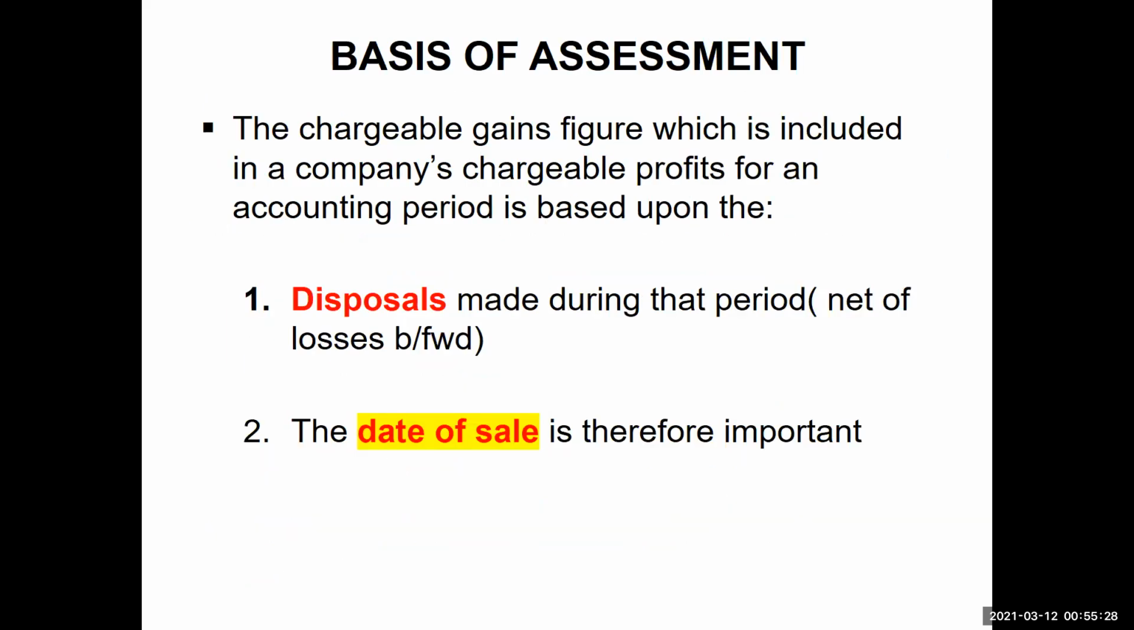Now, what is the basis for assessment? Typically, two things will come to mind. Any chargeable gains figure which we include in our corporate reports for tax purposes should be based on the disposals made during that year, net of any losses which we've brought forward from previous periods, and then the date of sale, the date of disposal. These two will help us to assess these chargeable gains or losses that may arise.